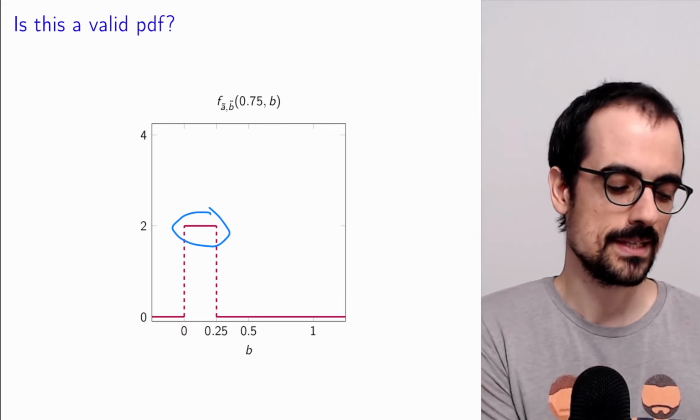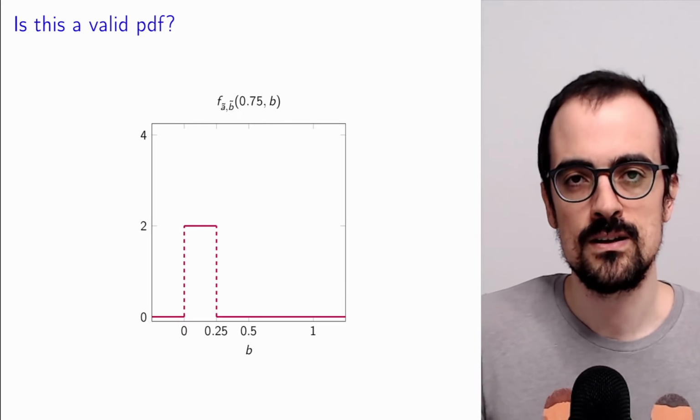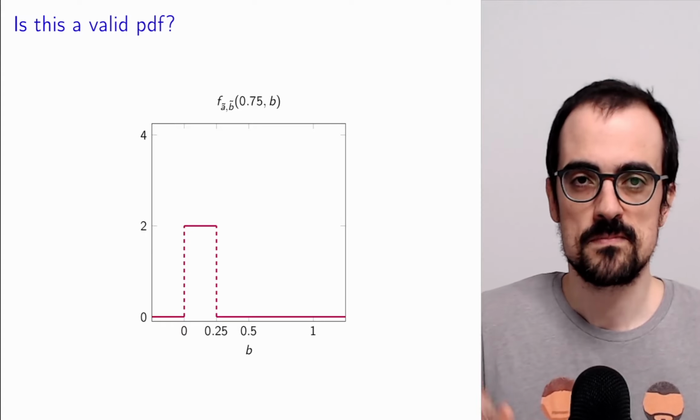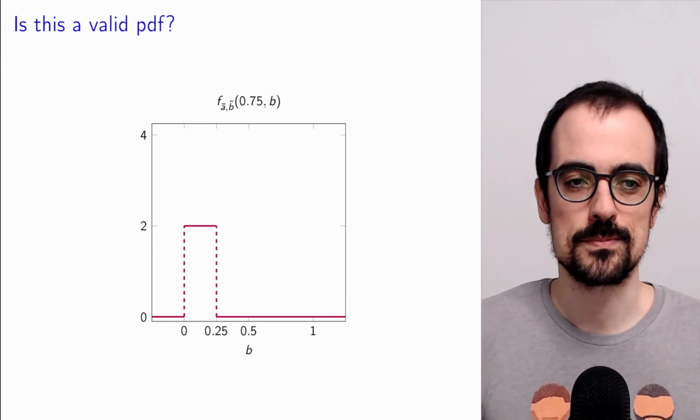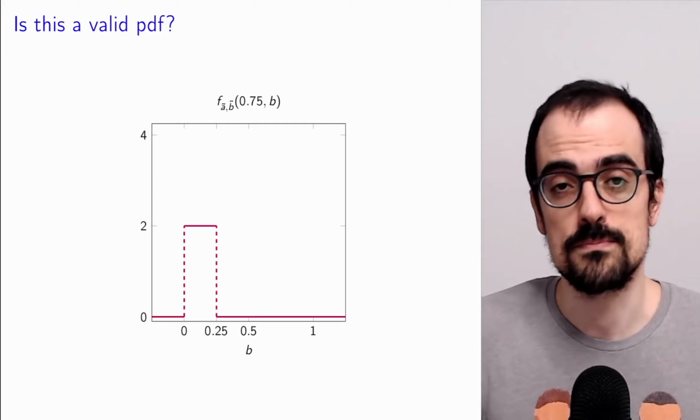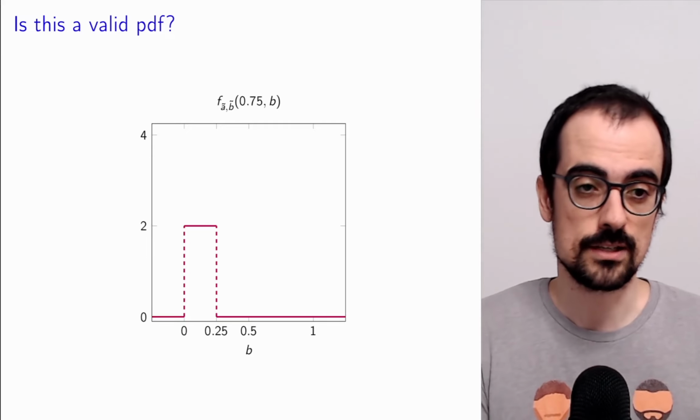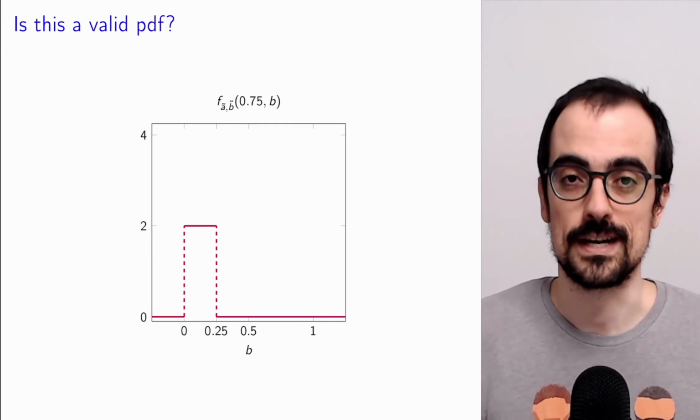But what is the problem? Is this a valid PDF for the random variable b? Feel free to pause the video and think about it for a moment. It is not, because it doesn't integrate to 1. It integrates, if I'm not mistaken, to 0.5.